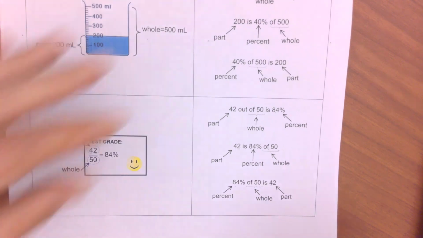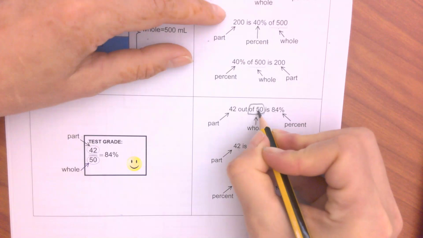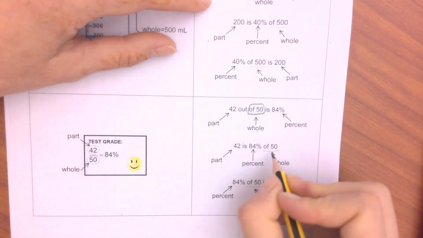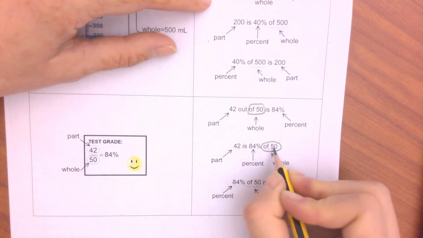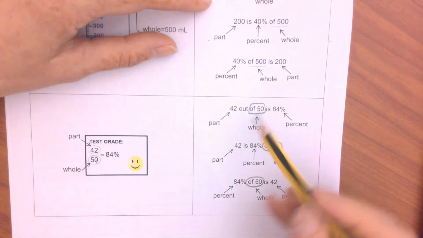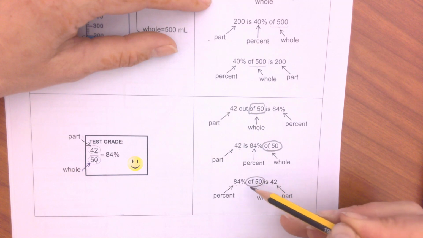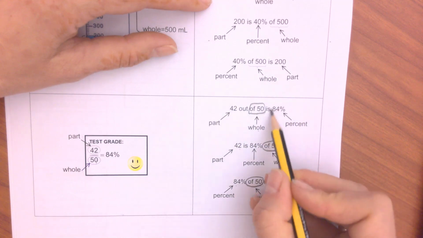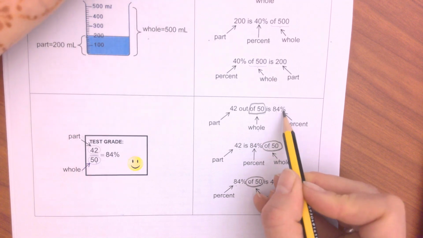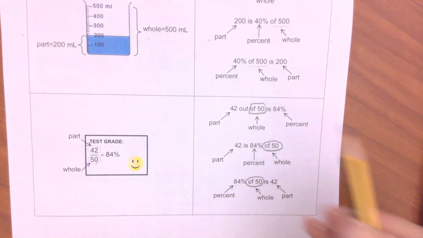But in English, we almost always have a word "of" in front of the whole number. So if you see "of" in front of the whole, whatever the whole is, there's usually an "of" in front of it, because that can help you find it. The percent is easy to find, because that's a percent sign. This is the whole, so the other number must be the part.